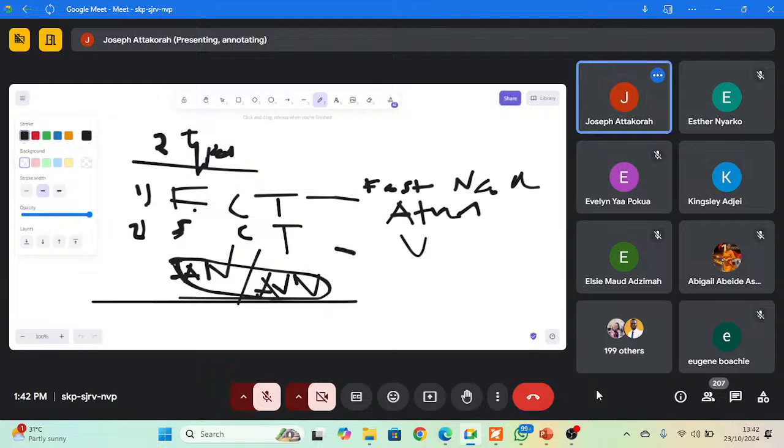So how do we differentiate between flutter and fibrillation? For fibrillation, it is fast but irregular rhythm, while for the flutter, it is fast but regular rhythm.